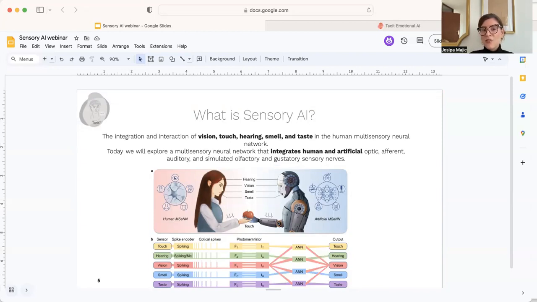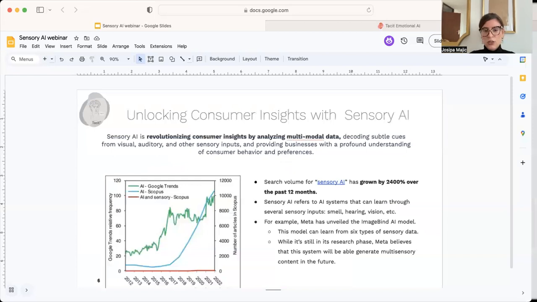First of all, what is sensory AI? Sensory AI is really the integration of seeing, touching, hearing, smelling, and tasting as a computer system. So today we have two different ends of the spectrum. One is human sensing, and the other one is artificial machine sensing. And really, sensory AI is in the middle, bridging both: collecting, analyzing, interpreting, and understanding human senses, and then on the other side, emulating and doing it all as a machine or as an AI. So today we'll explore how different systems can integrate both human and artificial senses and how that can elevate your consumer insights game.